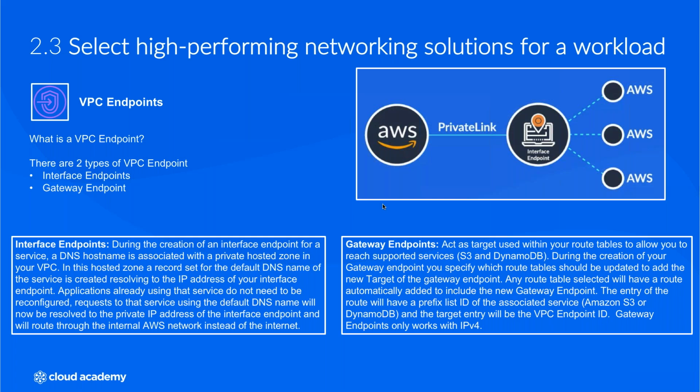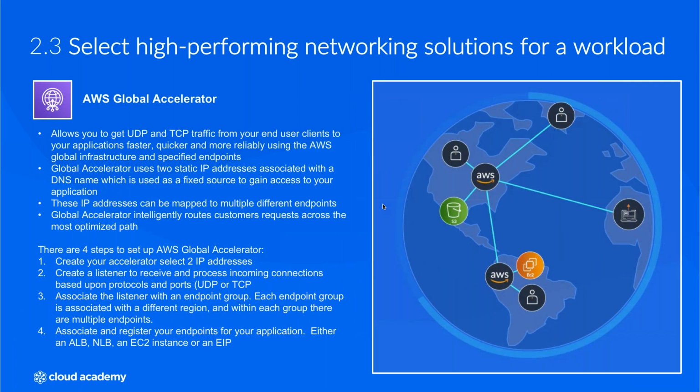Okay. Next up, we have the AWS Global Accelerator. Again, it's another performance enhancing network component, and it's a global service as well, so it's not tied to any specific region. And the main aim of it is to get both UDP and TCP traffic from your end user clients to your applications faster, quicker, and more reliably. Again, through the use of the AWS global infrastructure and specified endpoints.